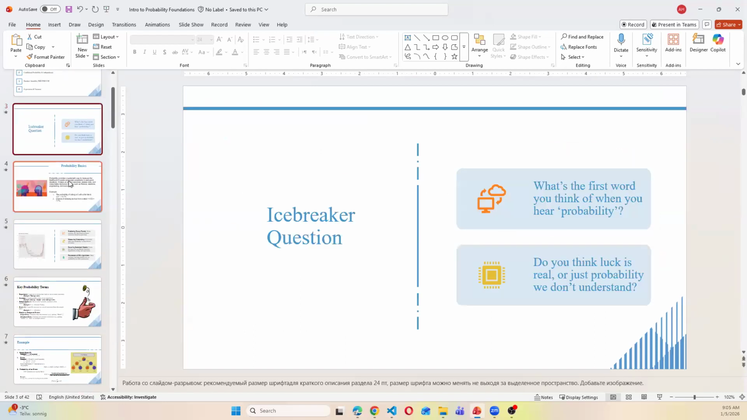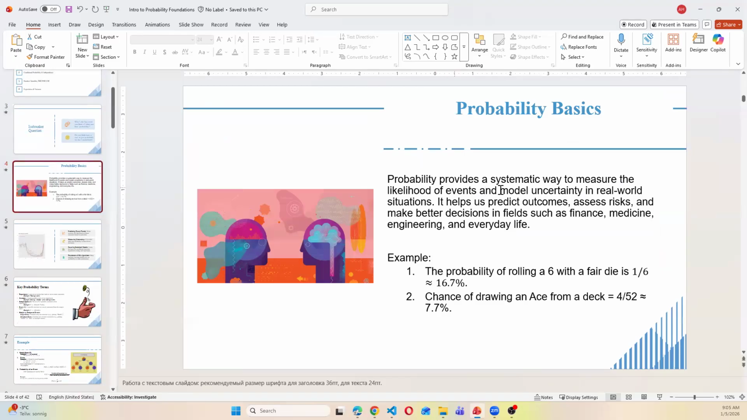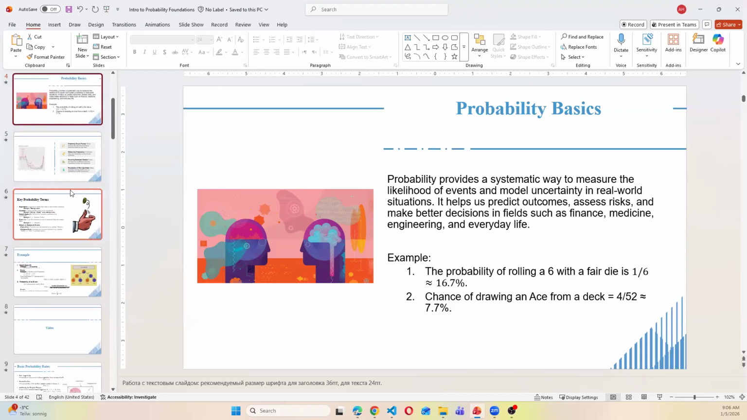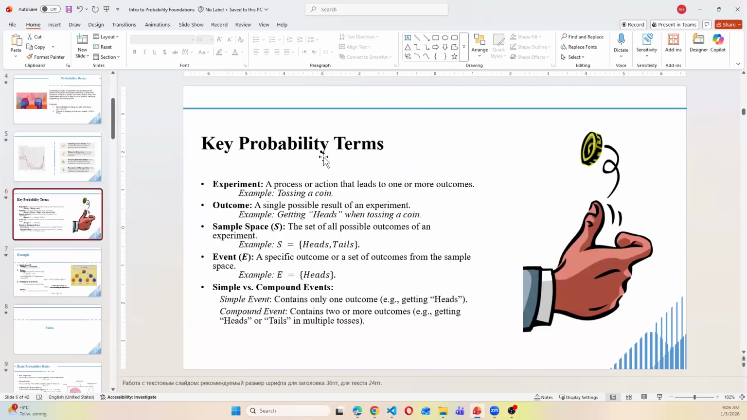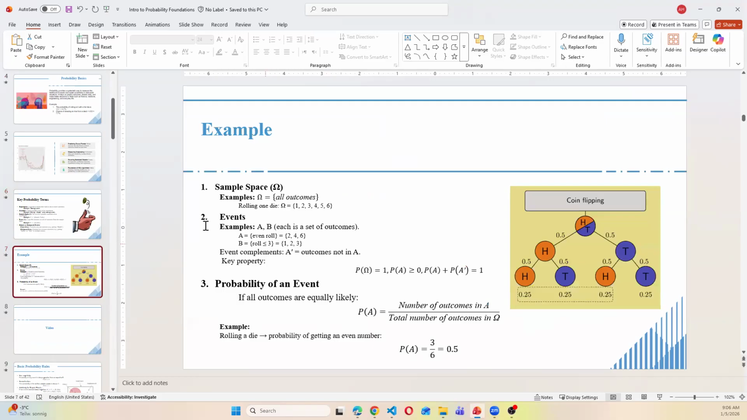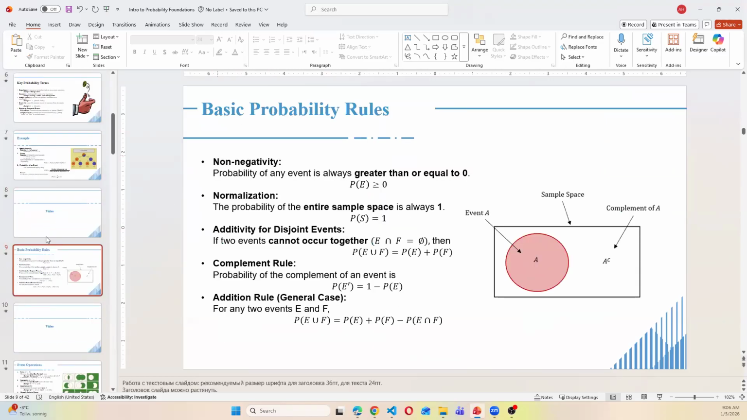So we just started last class about intro to probability and the foundation of this one. We just covered some of the questions. Probability provides a systematic way to measure the likelihood of events or model uncertainty in real world situations. It helps us predict outputs, assess risk, and make better decisions in the field of finance, medicine, engineering, and everyday life. We covered key probability terms: experiment, outcome, sample space, event, and simple versus compound events. Then we covered these all in detail and watched a video on basic probability rules.